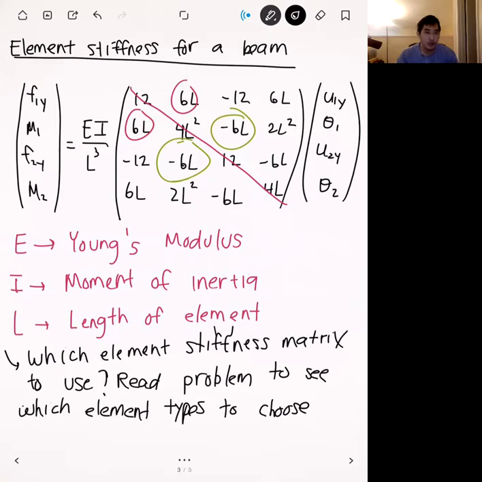And so we haven't done any problems where we've kind of mixed and matched. We haven't done a problem with both truss and beam elements. And there's not going to be anything like that on the exam, so don't worry about it, okay? It's either going to be one or the other, right? So just read the first sentence of the problem, and it'll tell you which type of element you want to use.